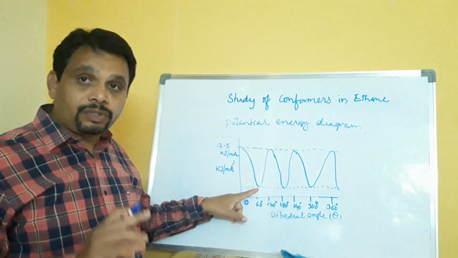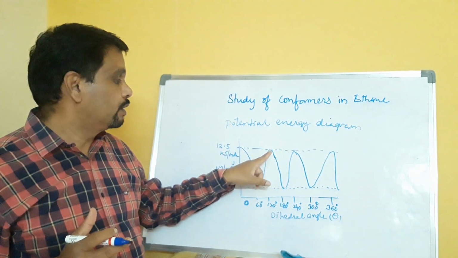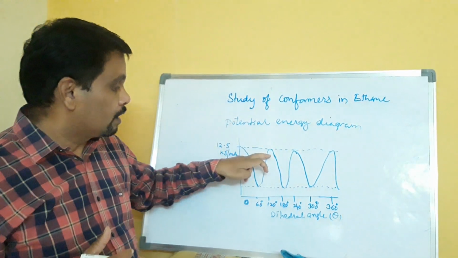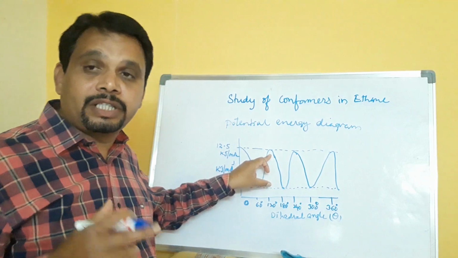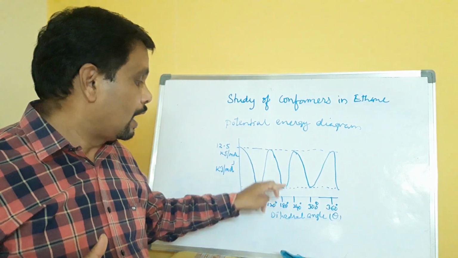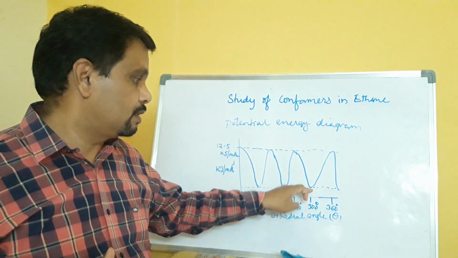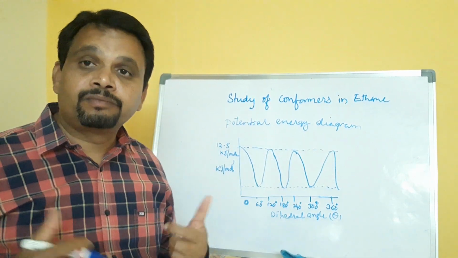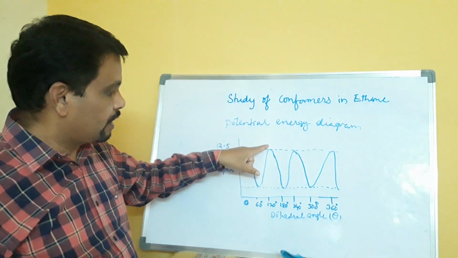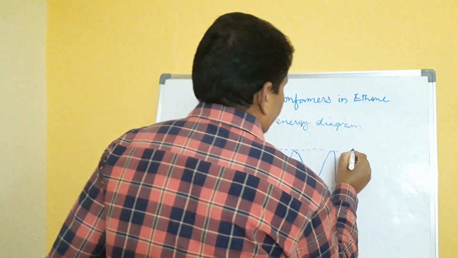Then if you rotate again 60 degrees, that means 120 degrees, then it will become eclipsed, therefore again it has 12.5 kilojoules per mole energy. And if you rotate another 60 degrees, that means 180 degrees, so that it will come down to 0, and 240 it will be eclipsed. At 300 it is staggered conformer. At 360 degrees it is eclipsed conformer. So at 0, at 120, at 240, at 360 degrees, all are eclipsed conformers.